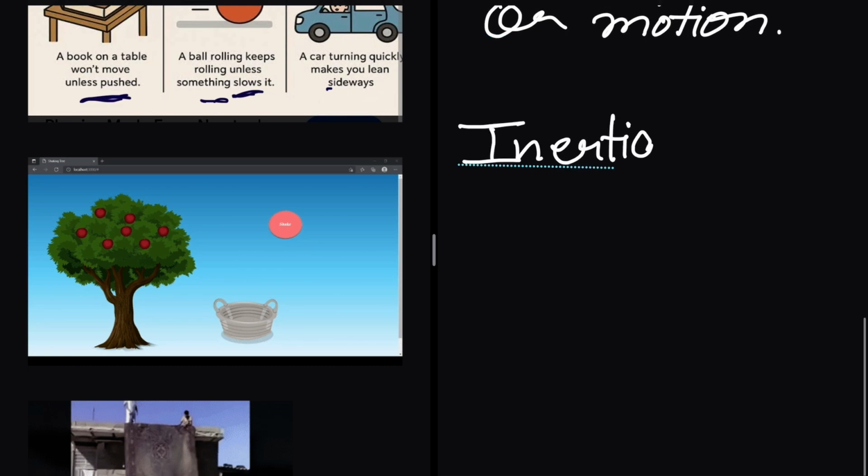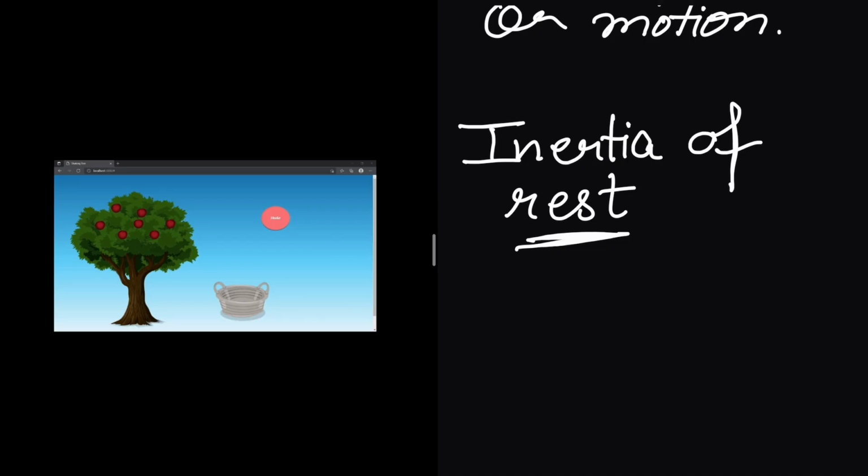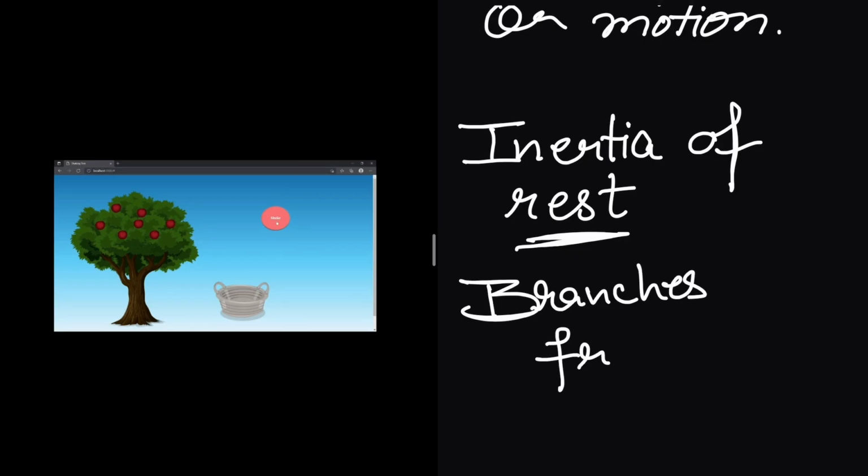What is this inertia of rest, children? I already told you that a body which is at rest wants to remain at rest. Now let's see this example. What is happening here? We know that when we shake the branches of trees, the fruits fall down. Why do fruits fall down?